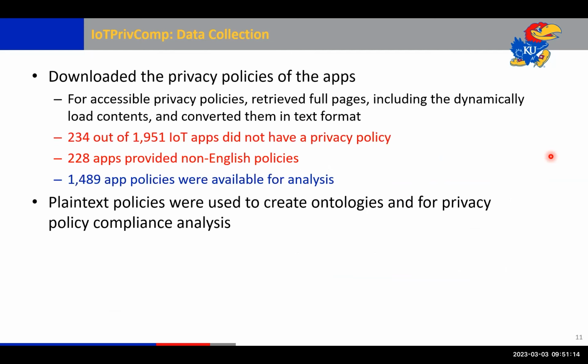We also downloaded the privacy policies, right? So on one side we have the code. We also needed privacy policies so we can match the two. Of the privacy policies that we downloaded, 234 apps did not even have a privacy policy. So they're not declaring anything to their users, yet they are performing some actions. They're capturing the data, they're sharing the user data with third parties.